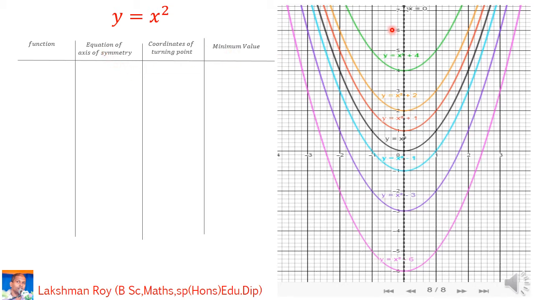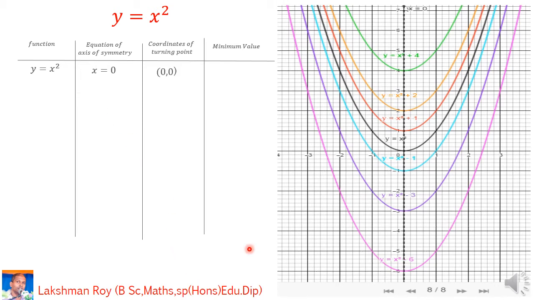Now you can see that for every graph, the equation of the axis of symmetry is x equals 0. That does not change. When you move a graph vertically up or down along the y-axis, the equation of the axis of symmetry is not changed. Now let's see, this is my first function, y equals x squared. What is the equation of the axis of symmetry? That is x equals 0.